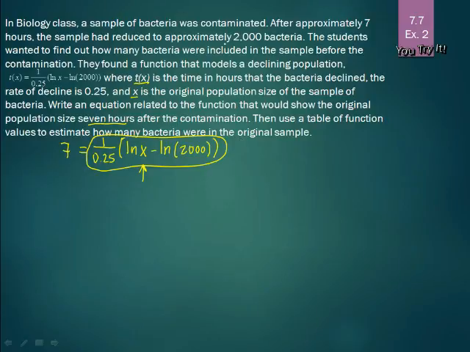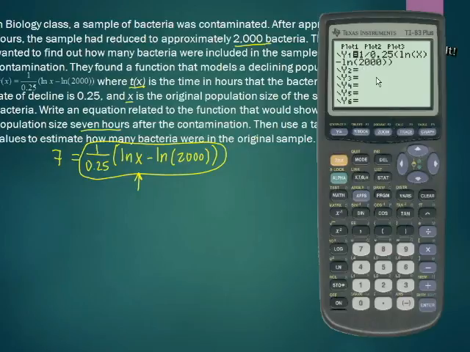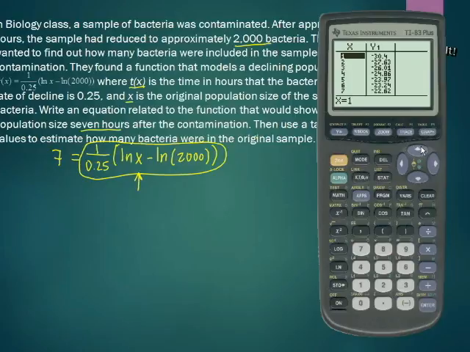Just note here also that after 7 hours, the sample had reduced to 2,000 bacteria. So in our table, we definitely know that the bacteria has to be 2,000 or greater, and so we're going to definitely adjust for that in our table in the calculator. Okay, so I've gone ahead and typed in our function into y1, and now we're going to go to our table, so press second graph, and just notice here that at 1, 2, those are way too small population sizes. Remember, we're looking for the original population size, and we know that that can't be smaller than 2,000.